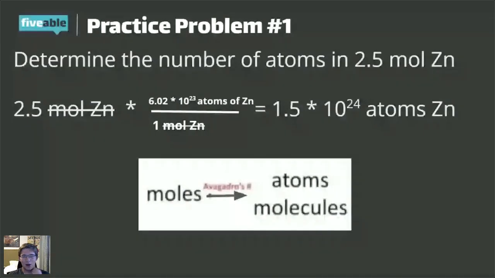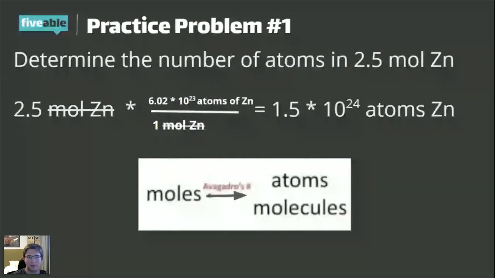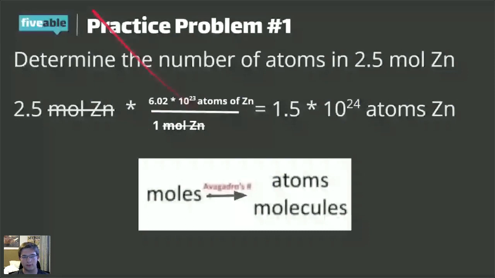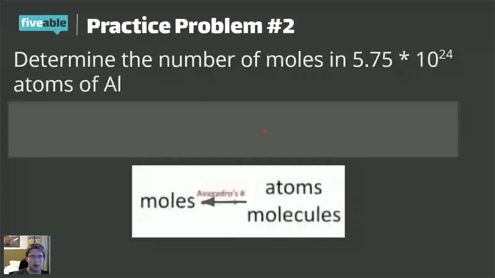Anyway, with this problem, we can see that it basically follows the same structure as the last one, right? We just have a number of moles of zinc, and we multiply it by Avogadro's number in order to convert. However, this can be flipped on its head. You might be told that you have 5.75 times 10 to the 24th atoms of aluminum, and you need to convert that to moles. So you wouldn't use the same conversion factor. So what would you do? What would be your conversion factor to multiply by if you were to do this problem?